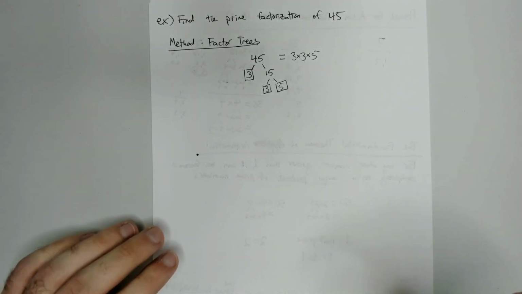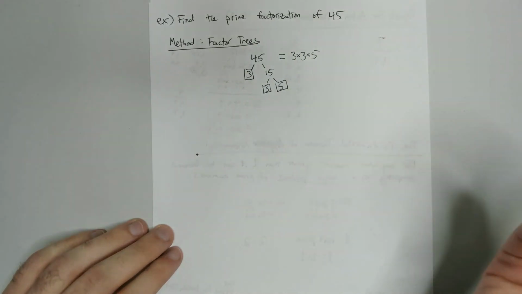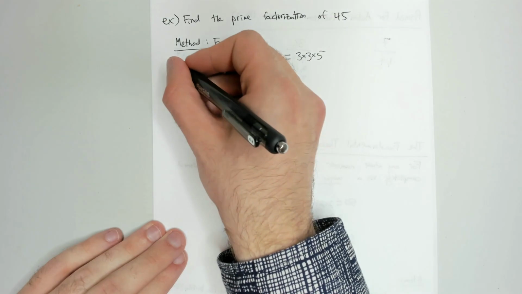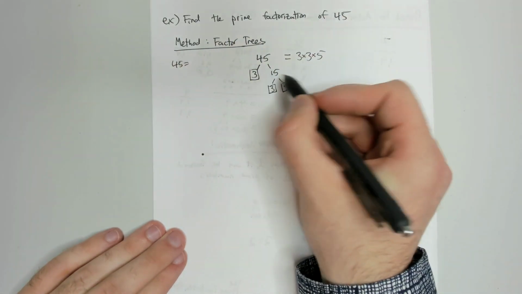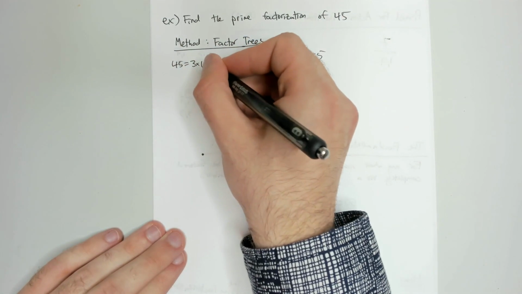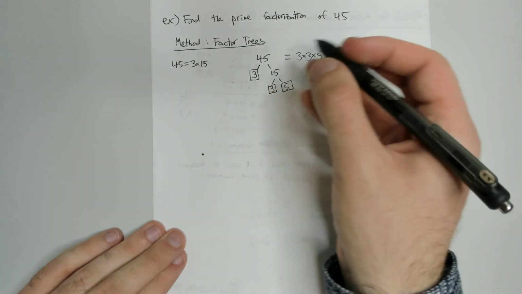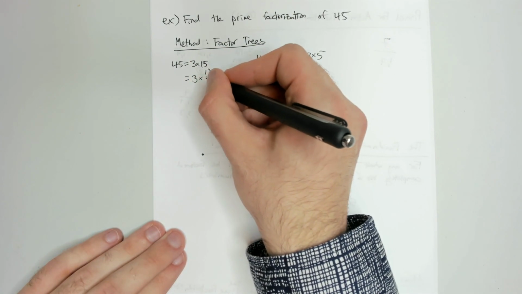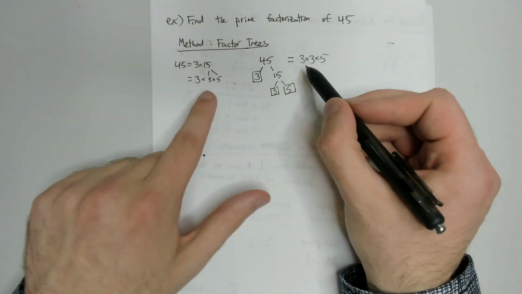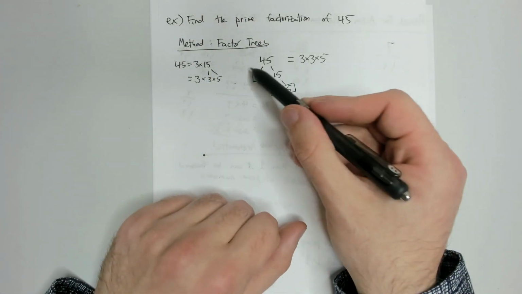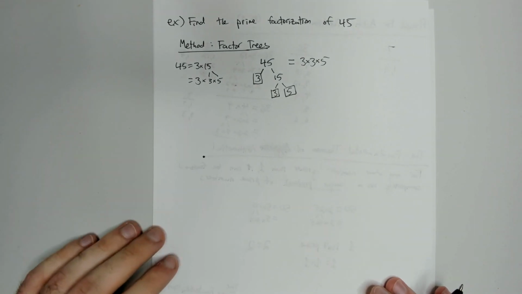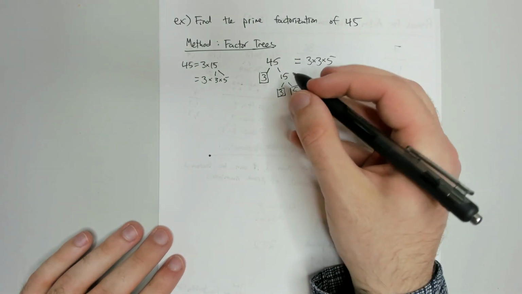All right. And really what this is, is a visualization of how we were doing it with equations earlier, where we could say, okay, 45 equals 3 times 15. And then we split 15 up into 3 times 5. So we keep the 3, and then 15 gets split up into 3 times 5. And we see that we get the same prime factorization. It's just this way is maybe a little more visual and might be more helpful for you. So let's try another example.